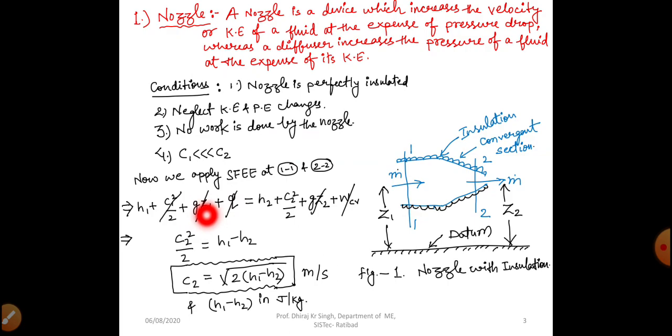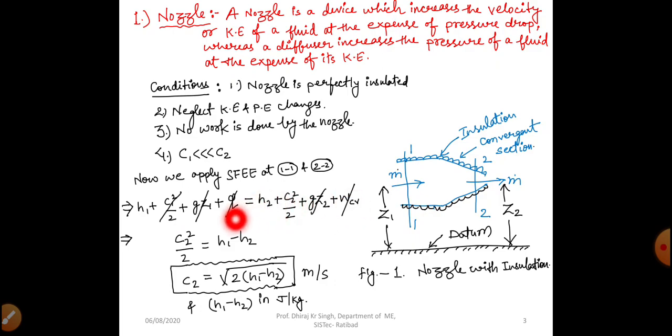So these two will get cancelled with right hand side GZ2 and GZ2 only. Why? Because C2 square by 2 is much higher. This is outlet velocity C2. We have already seen that outlet velocity will be much higher than C1. So we can neglect inlet velocity, right, and we can keep our outlet velocity.